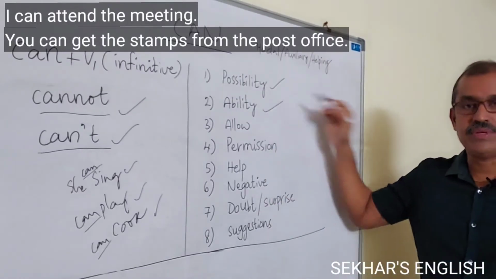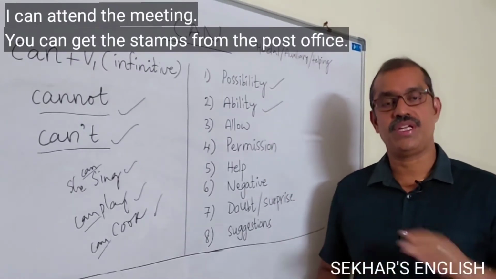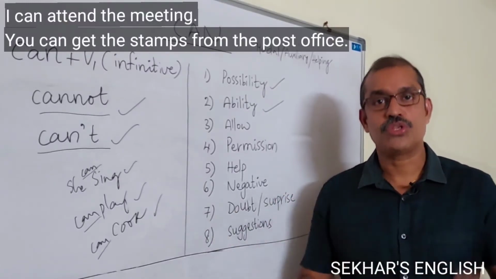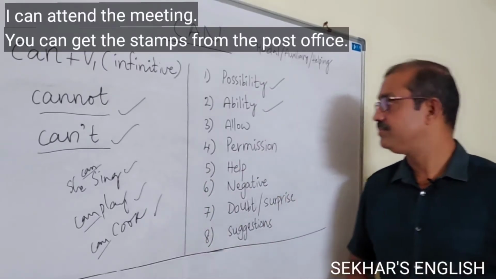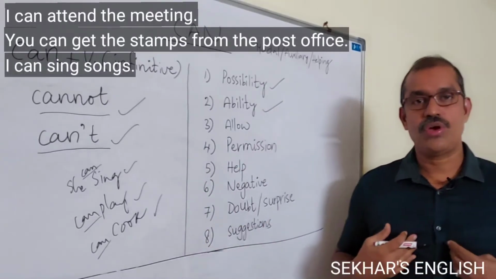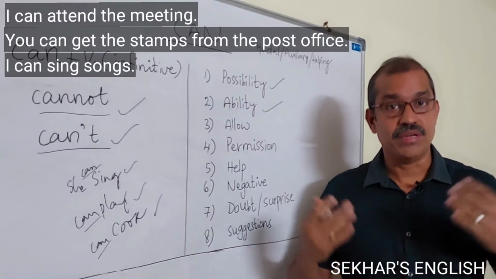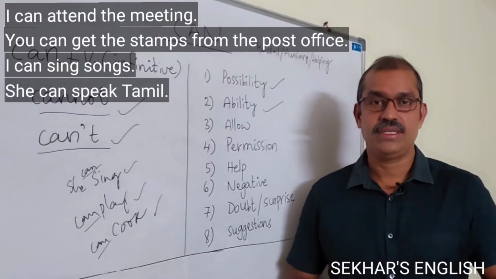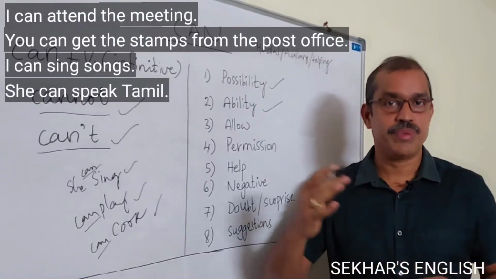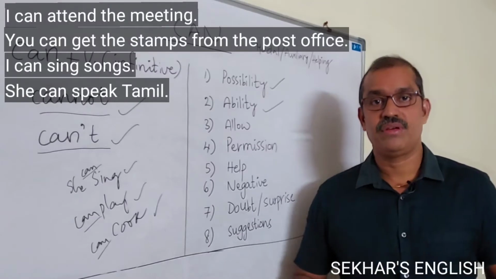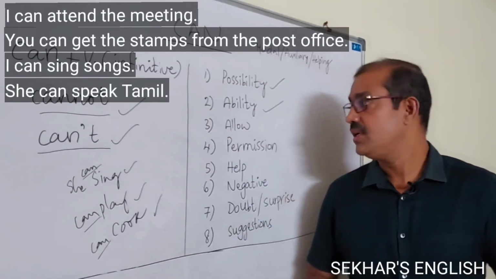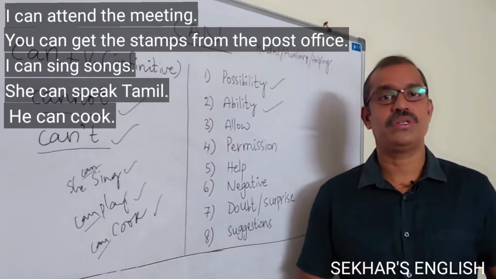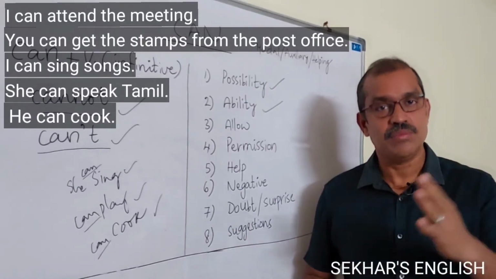Let's go for the next one, ability. It's used to say that somebody knows how to do something. For example, I can sing songs. That means I have an ability of singing songs. I know how to sing songs. She can speak Tamil. That means she knows how to speak Tamil. She has an ability of speaking Tamil language. And he can cook. That means he knows how to cook and he has an ability of cooking.